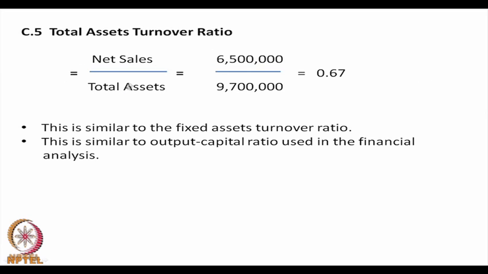Similarly, total assets turnover ratio is net sales by total assets, and this is similar to output capital ratio, which is used by the economists for their financial analysis. This is the capital invested, and this is the output that the company is getting. So, output capital ratio is something like 0.67 in this case.